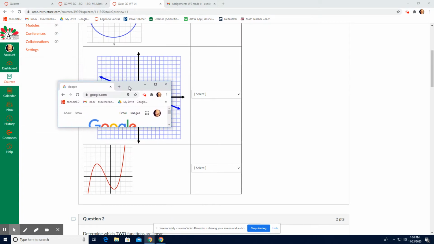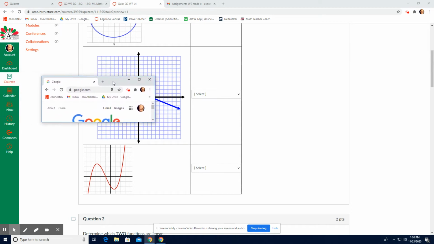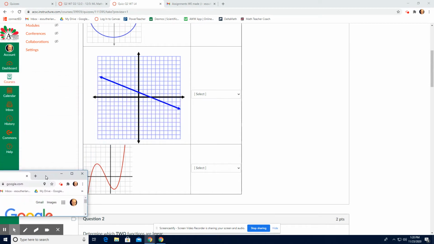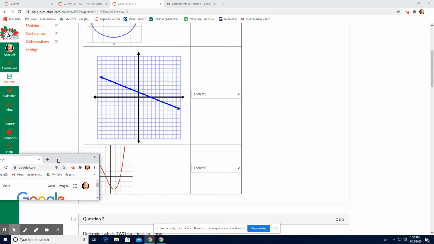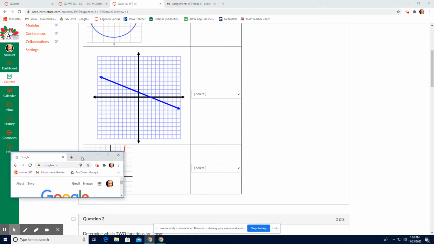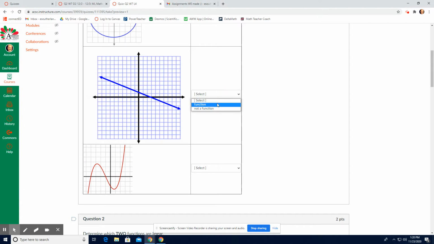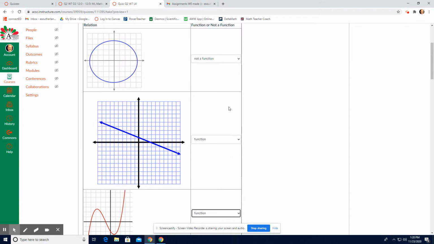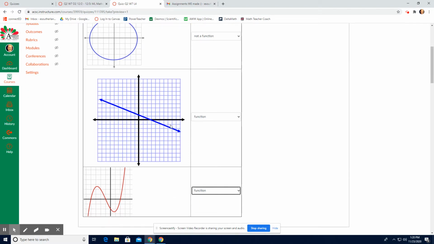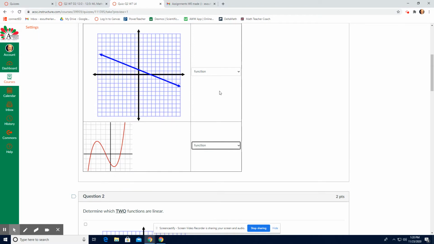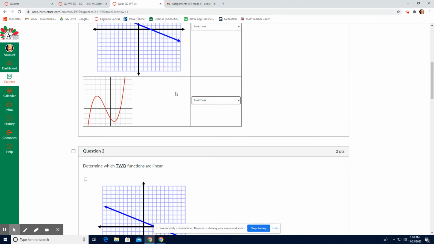We can see that this is a function. It only touches once. If it touches more than once, it's not. Then we can check this one. So for both of these, this is a function and this is a function. It's called a vertical line test. It touched twice here on this one, so that's not a function. It only ever touched once, and then it only ever touched once, so both of these are functions.